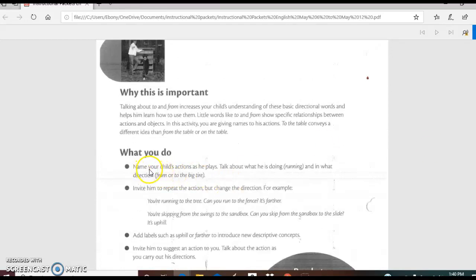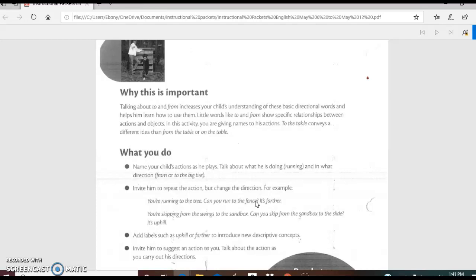What you would do is name your child's actions as he plays. Talk about what he's doing, if he's running, and what directions you want him or her to go. So for example, you could say to your child, you're running to the tree. Can you run to the fence? Then after they run to the fence, you could say, the tree is farther than the fence.